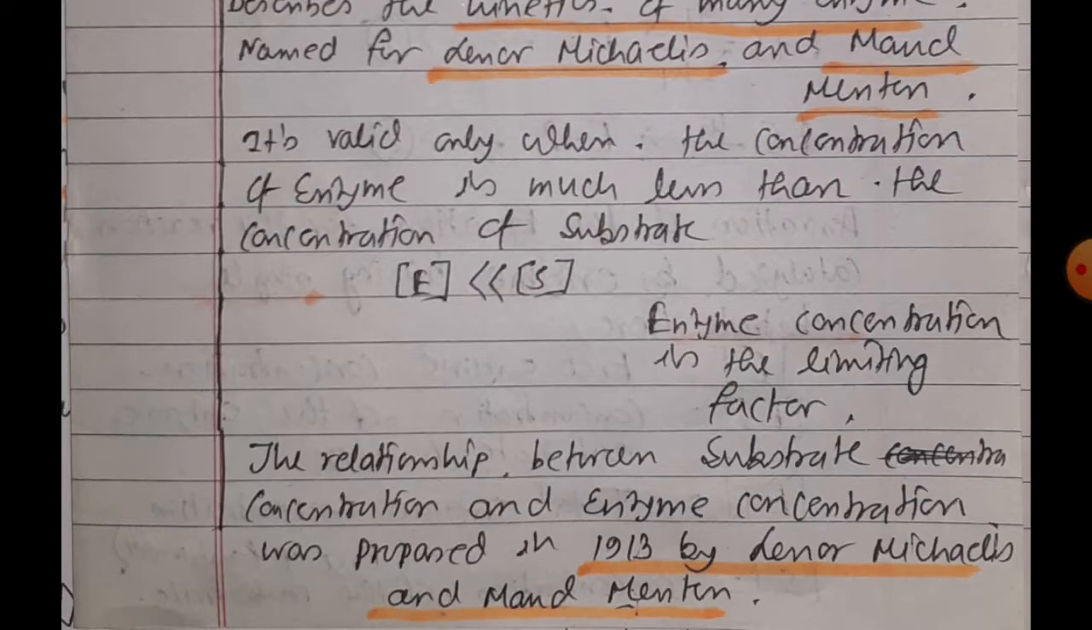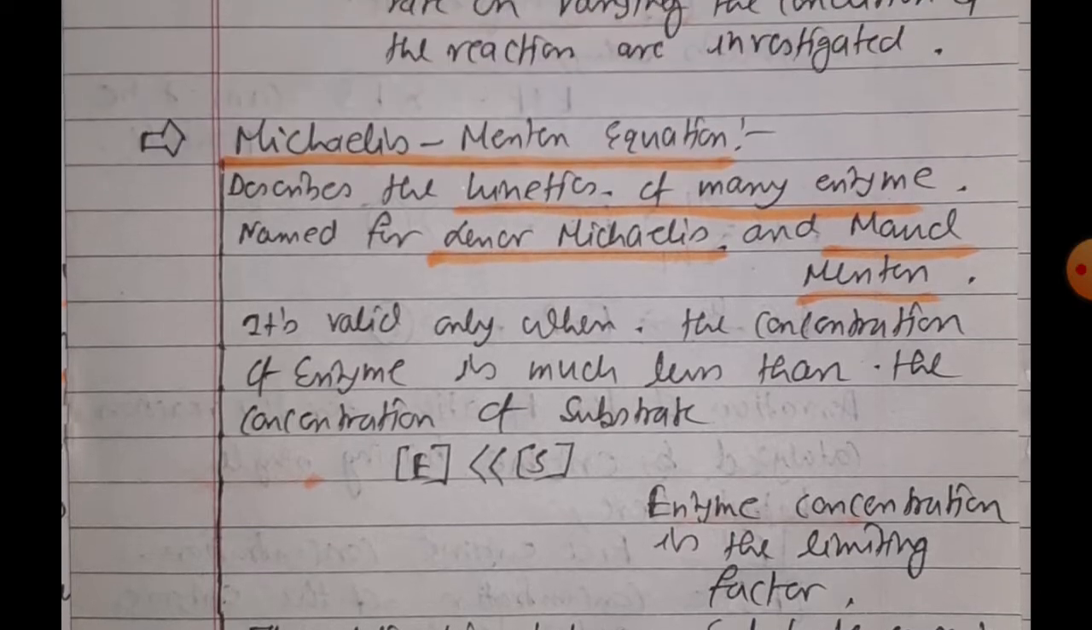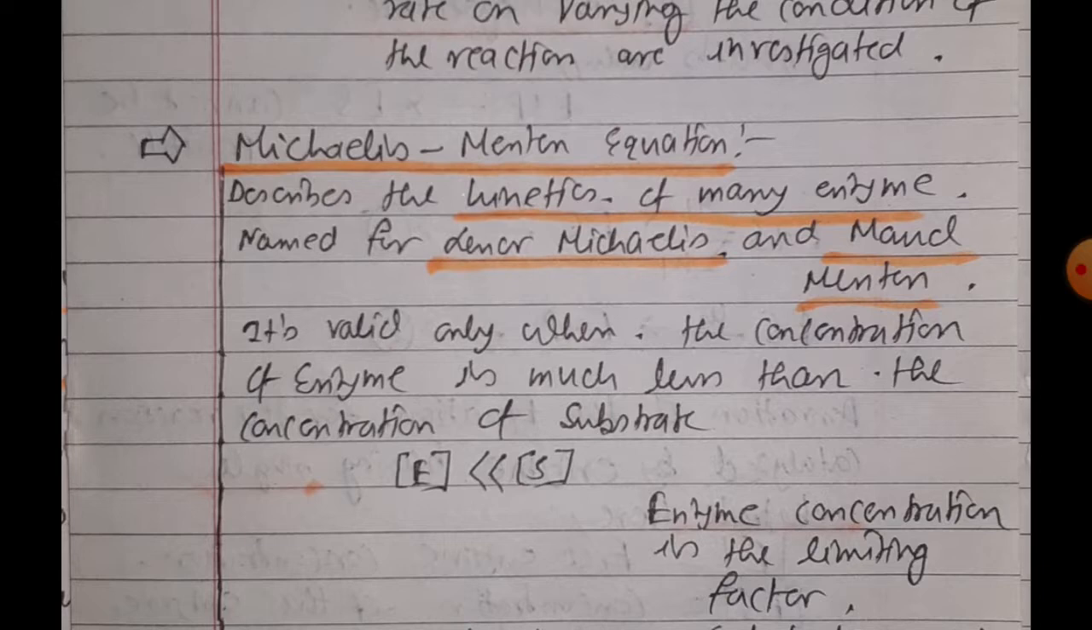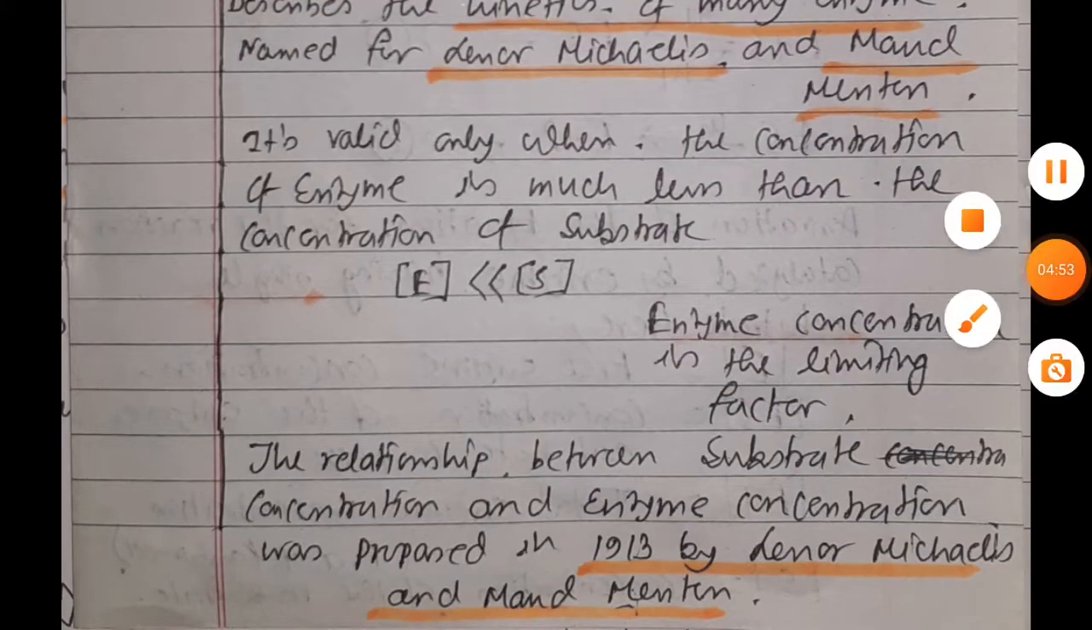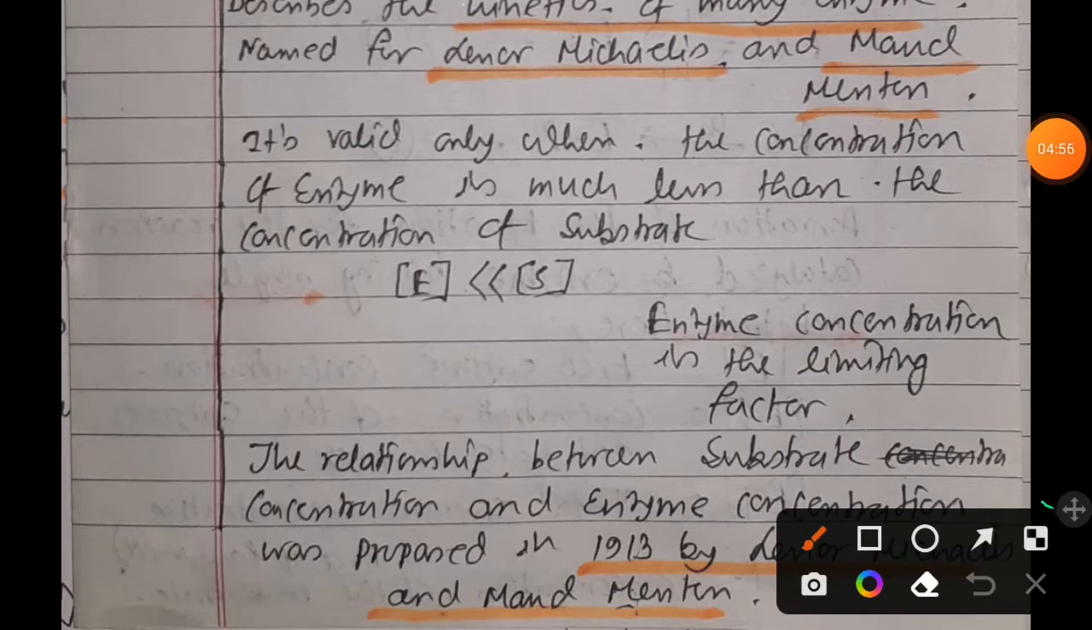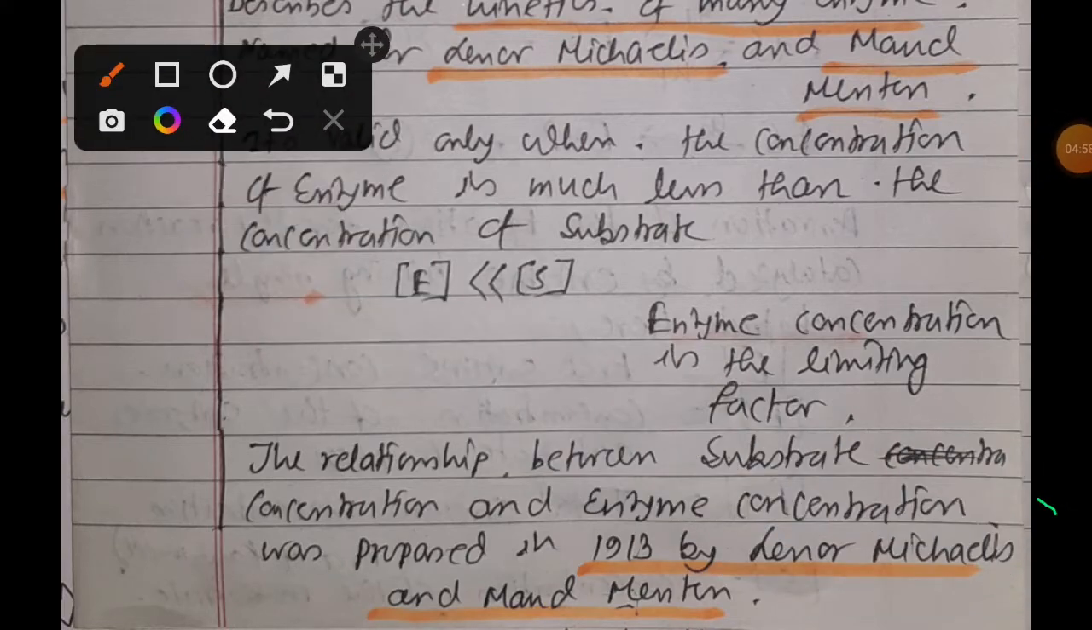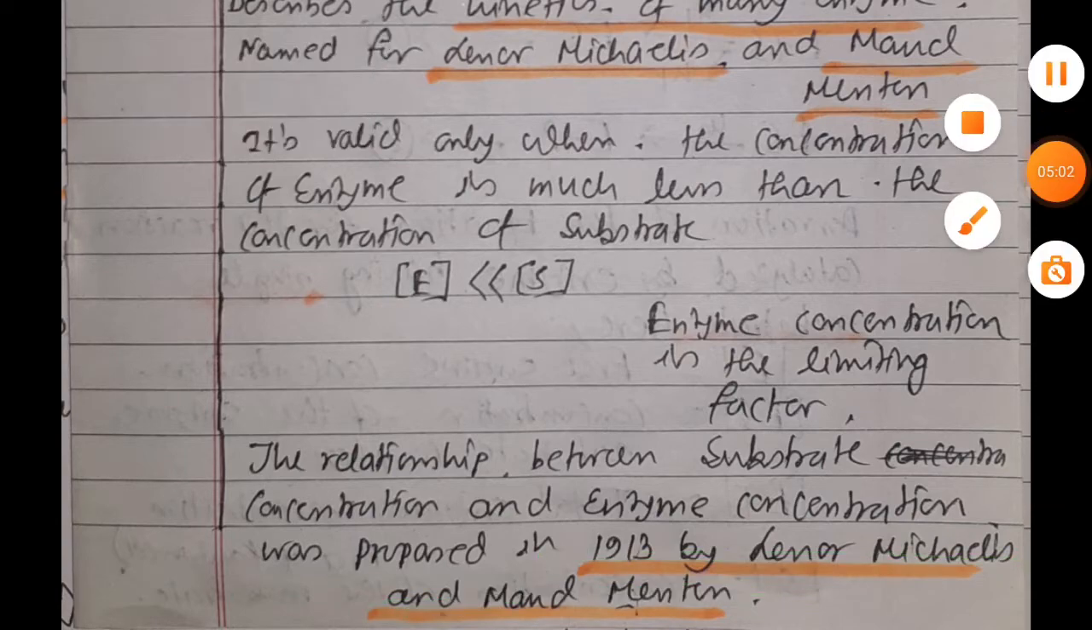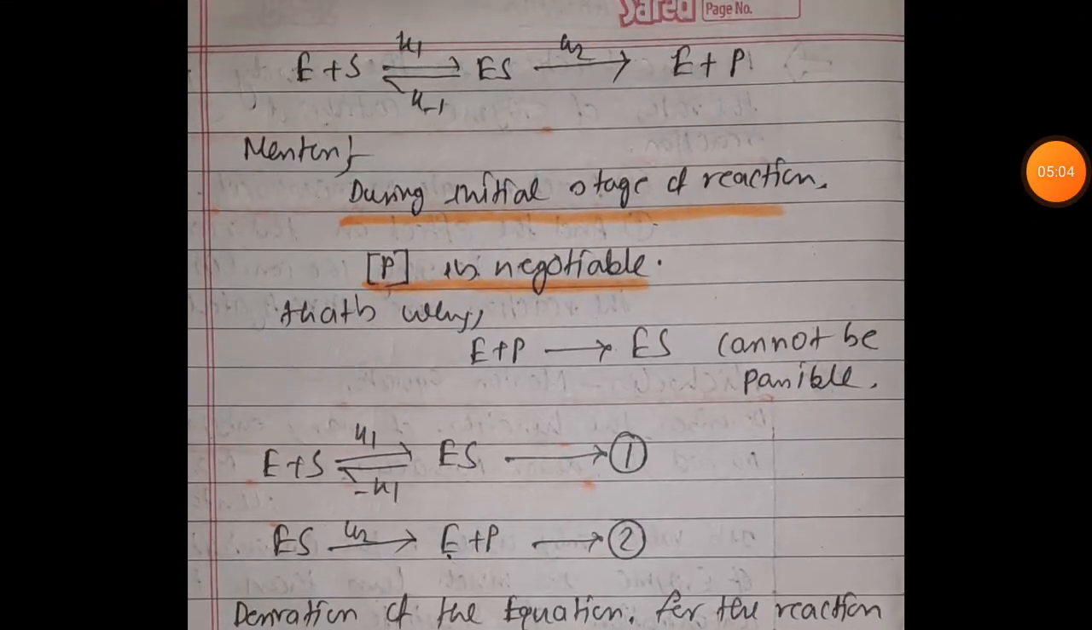So for a reaction system where the enzyme concentration is much lower than the substrate concentration, we can use the Michaelis Menten equation to study the kinetics of that particular enzyme catalyzed reaction system. The relation between the substrate and enzyme concentration was proposed in 1913 by Leonard Michaelis and Maud Menten. Now it is important to understand.